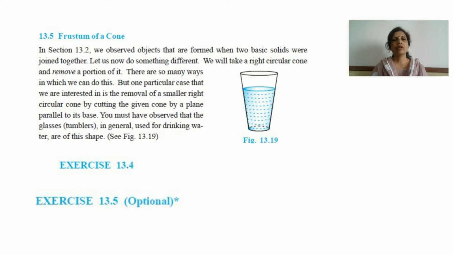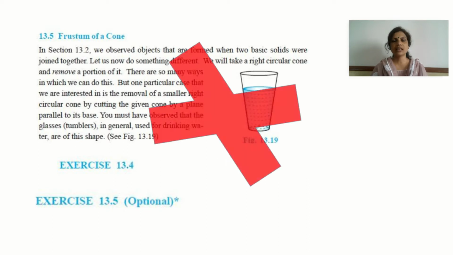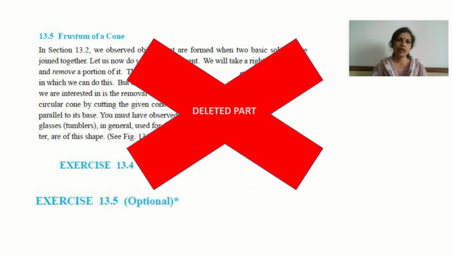Along with this, we also have one more exercise, that is exercise 13.5, which is called an optional exercise. And in this exercise, all the sums which are based on frustum will not be there for the exam. So children, please make a note of this from lesson number 13, surface areas and volumes. Frustum of a cone, this particular part has been deleted by the CBSE board.